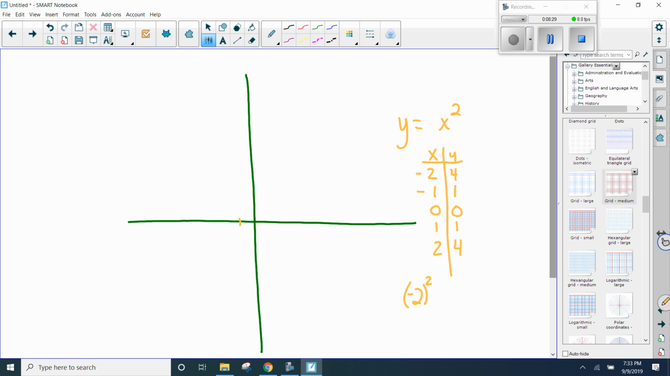So at -2, you get a value of 1, 2, 3, 4. At -2, you get 4. At -1, you got 1. At 1, you get 1. At 0, you got 0. And at 2, you got a value of 4. So yes, the parent function is this parabola right here. Now, I believe what your question is if your equation becomes y is equal to 2x squared. You were right. Does that make it skinny or does that make it a fat parabola?